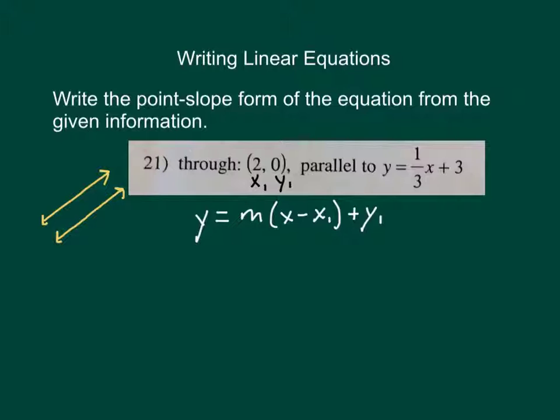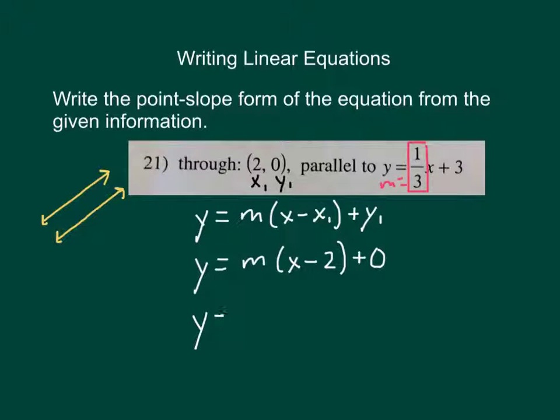So I'm just going to write in here. It's going to be x minus what? x minus x1. And what's x1? 2. So x minus 2 plus y1. What's y1? 0. So let's leave that like that. And since it's parallel to this line, what's the slope of this line? Positive. What is it though? 1 over 3. The slope of this is 1 over 3. That's what m equals. So we can go ahead and just finish this up.